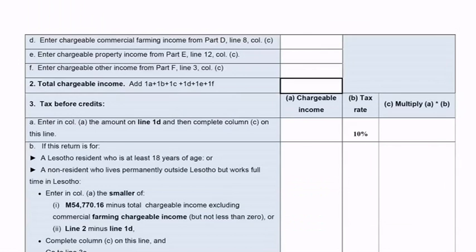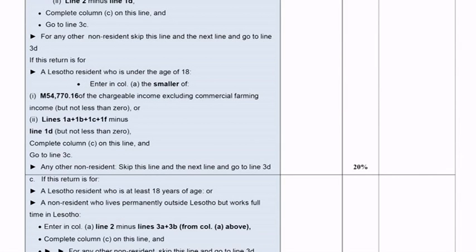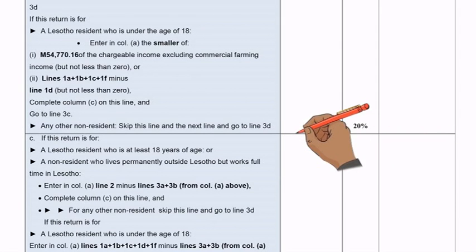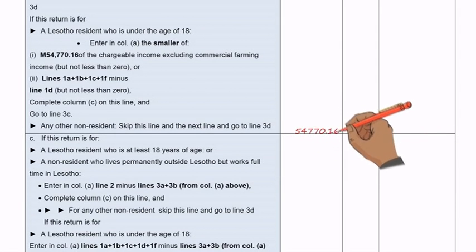Chargeable income. In this section, fill in the chargeable income from Part A, B, C, D, E, and F. In our example, we fill in the chargeable income from Part A and C. B. If chargeable income is less than or equal to 54,770 maloti 16 cents, we reflect the whole amount and multiply it by 20%. The result is recorded in column C.